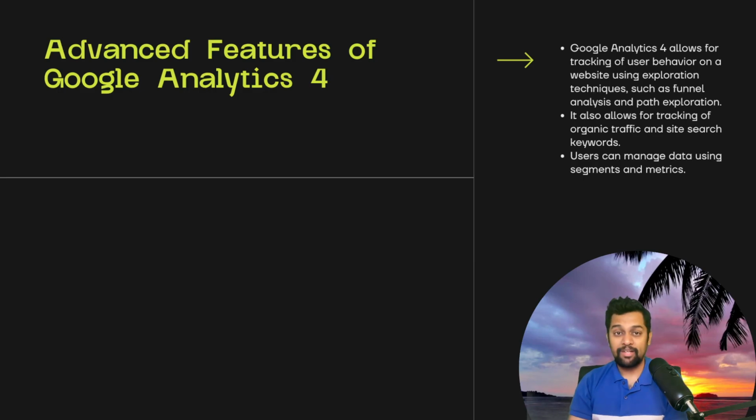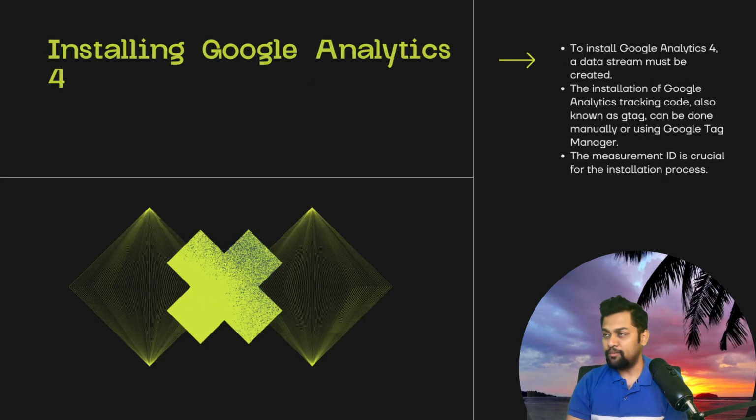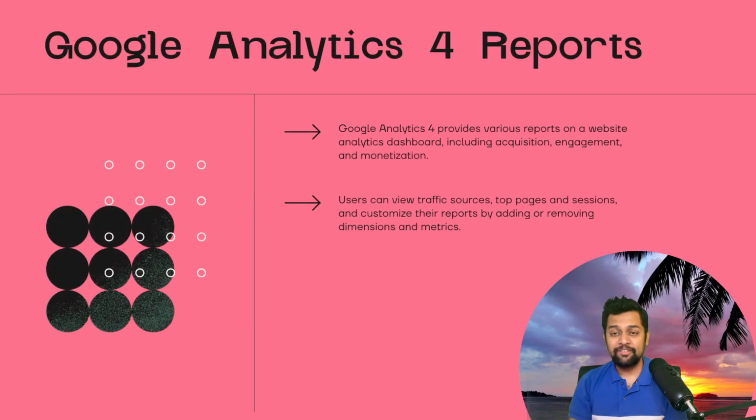Reports. Reports are an important aspect of Google Analytics 4. With Google Analytics 4, you have a bunch of different options for creating reports. The most common reports are the acquisition report, which shows where your traffic or your users are coming from. Then you have engagement, as the name suggests, what type of activity happens on your website after a user lands on it. It can be events, purchases, conversions, and so on. And the final report is monetization, which is suitable for e-commerce brands. So users can view traffic sources, pages and sessions, and customize their report by adding dimensions and metrics.